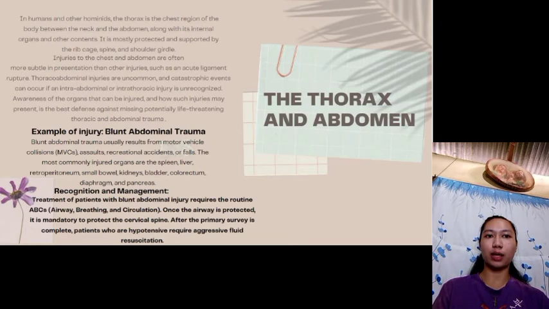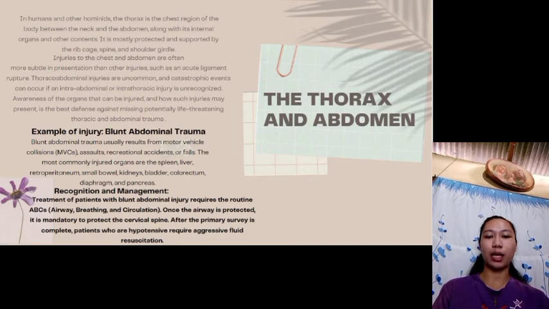Injuries to the chest and abdomen are often more subtle in presentation than other injuries, such as an acute ligament rupture. So, thoraco-abdominal injuries are uncommon, and catastrophic events can occur if an intra-abdominal or intra-thoracic injury is unrecognized. So, awareness of the organs that can be injured and how such injuries may present is the best defense against missing potentially life-threatening thoracic and abdominal trauma.